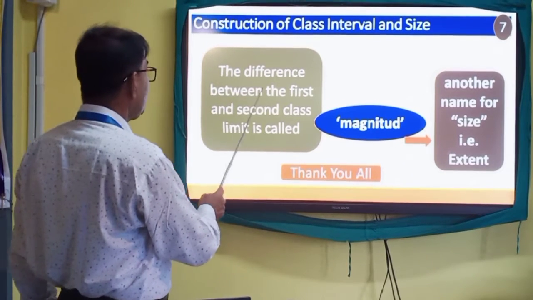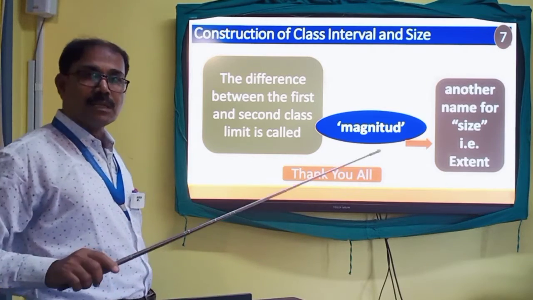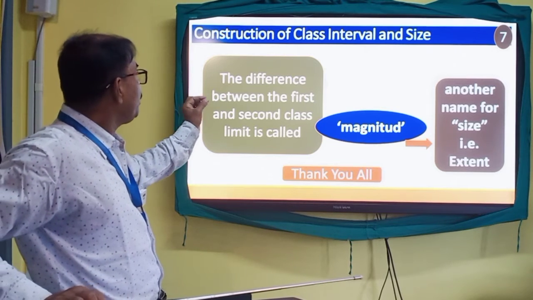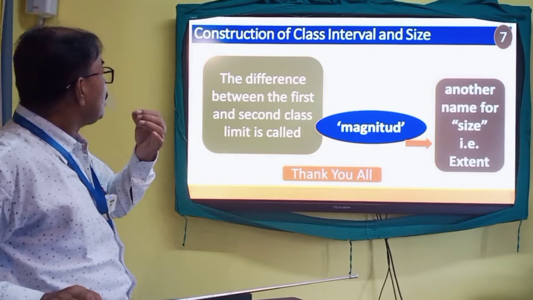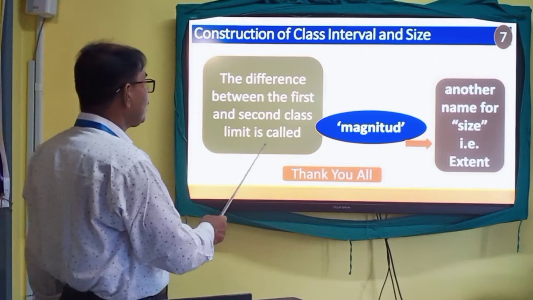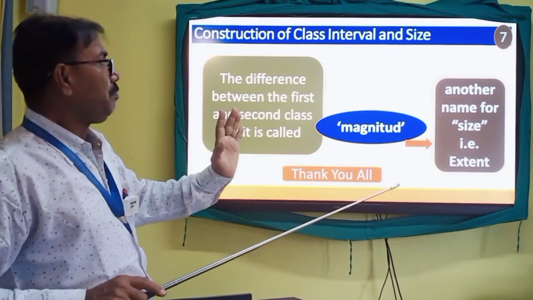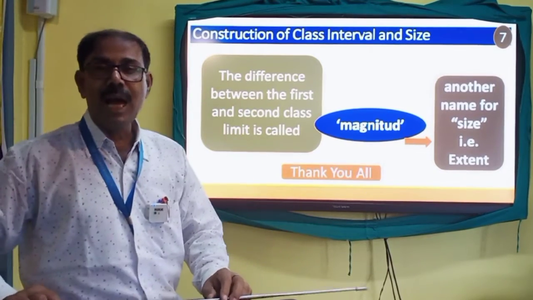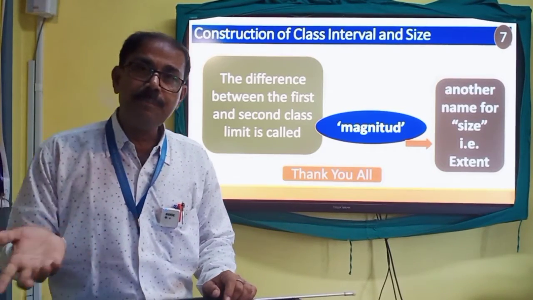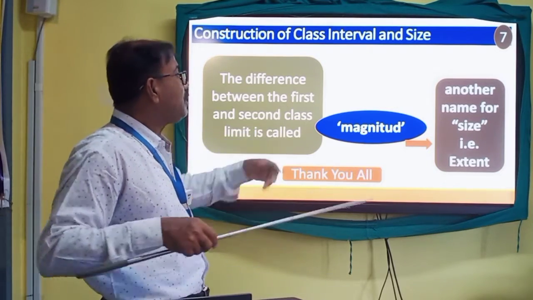The difference between the first and second class limit is called magnitude. If it is asked to write in the examination, mention that the difference between the first and the second class limit is called magnitude. Another name for magnitude is size. By the term magnitude we mean the size, or the extent of the volume of data.